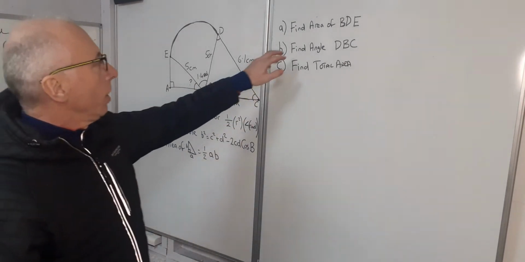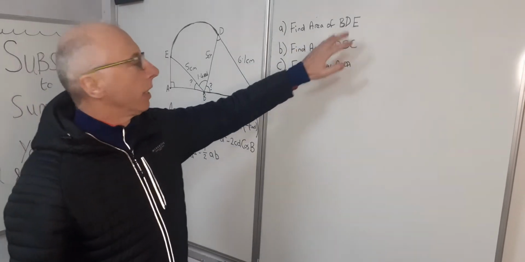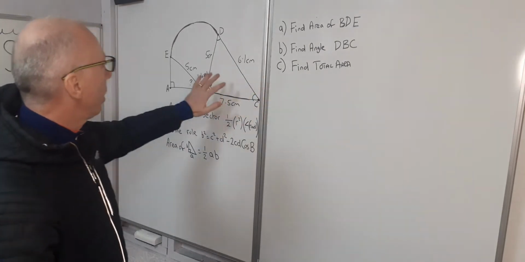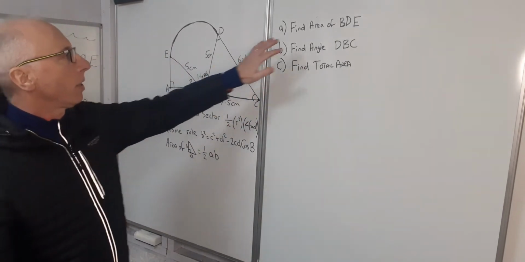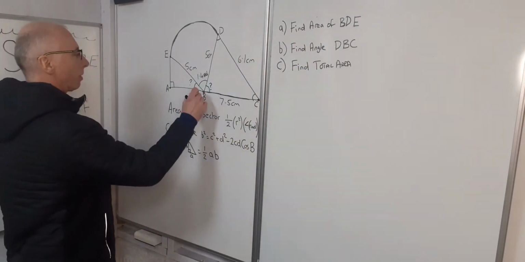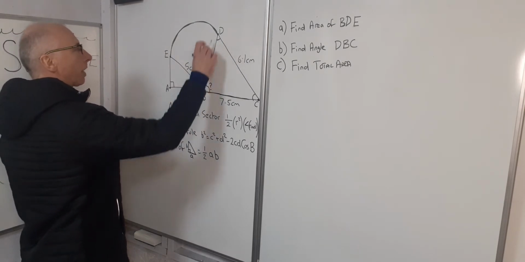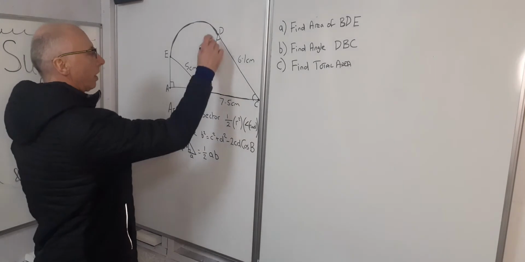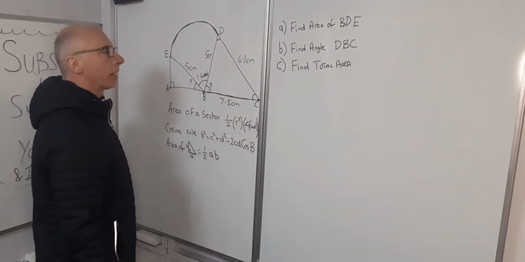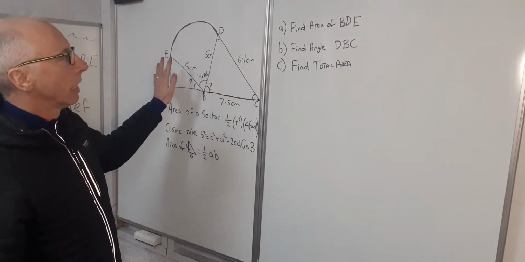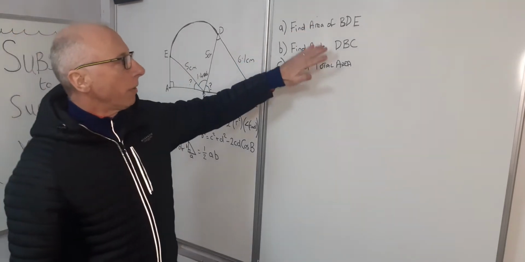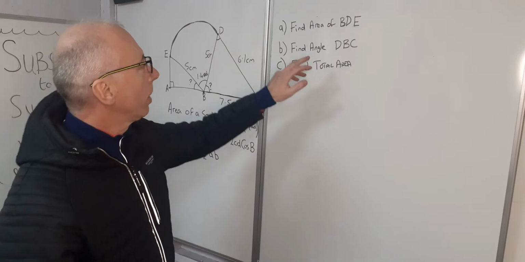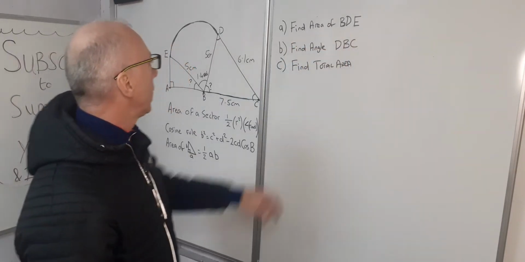So, first of all, the question: find area of BDE, then find angle DBC, and then the total area of the whole thing. So the area of BDE, that's the sector here. Then the angle DBC, that's this angle here, and then obviously the total area. So as we work out each part, that will then help us to find the total area. So let's crack on and find area BDE.